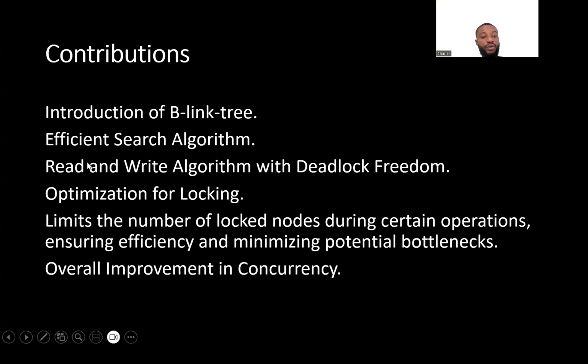Now the contributions of this are the introduction of the B-link tree structure, and an additional efficient search algorithm, because now we can search through nodes at the same level because there's a link joining all these nodes. We don't need to just search and traverse back and search and traverse back. Since there's now a link structure connecting all the nodes at the same level, we can read and write with deadlock freedom, and optimization for locking limits the number of locked nodes during certain operations, ensuring efficiency and minimizing potential bottlenecks. And this is an overall improvement in concurrency.